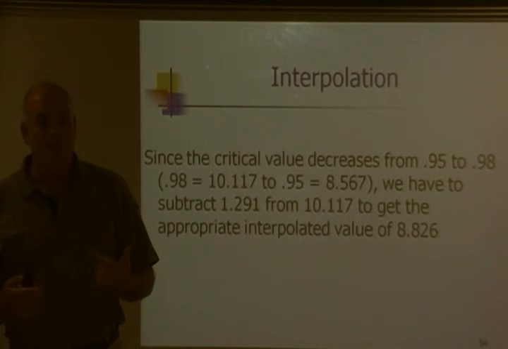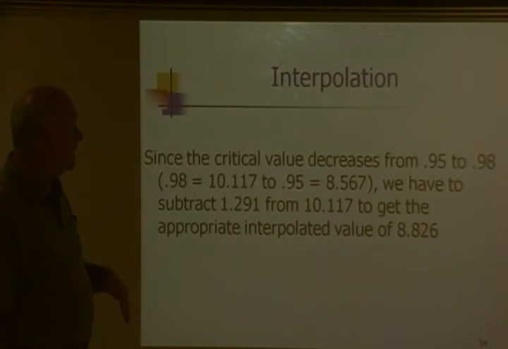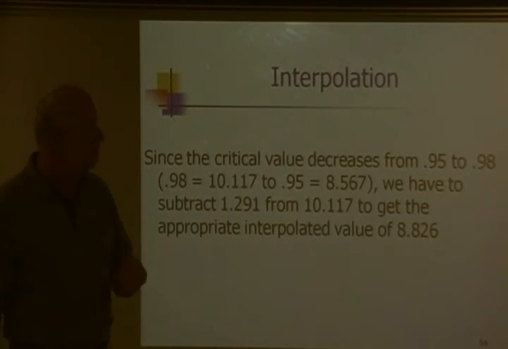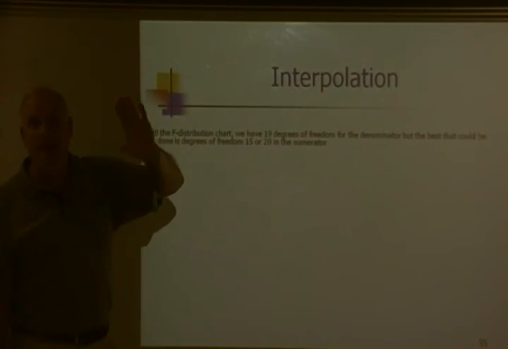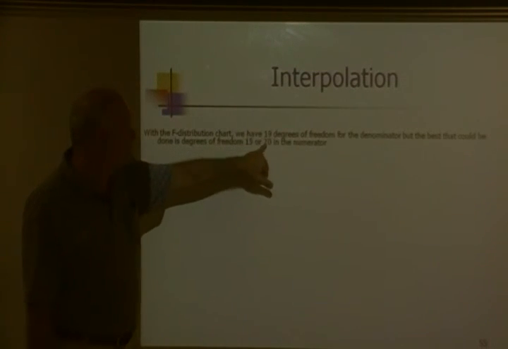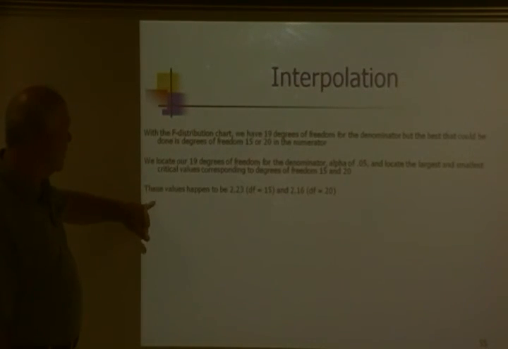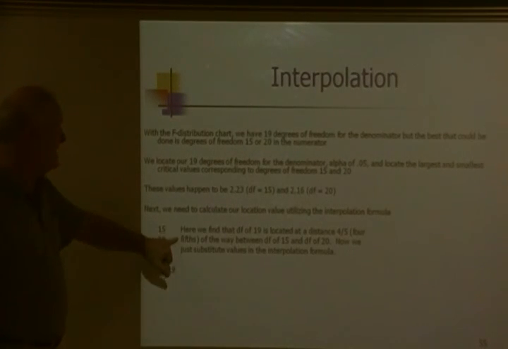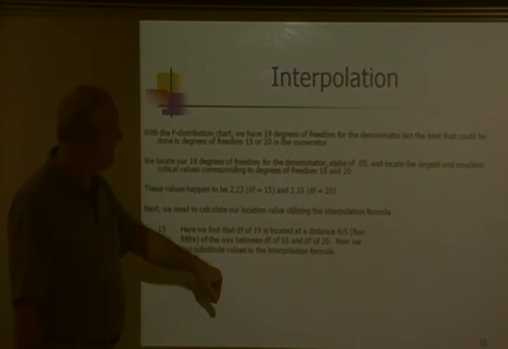So interpolation, when you go through this, more precisely pinpoints where the location of that value lies between two points. All right, in the F distribution, remember we had the denominator, but we had the 19, but we didn't have the numerator. So the numerator fell between 15 and 20 because our degrees of freedom was 19. So now we look at our location value in this. We're going to see that 19 is located at a distance 4/5 of the way between 15 and 20.